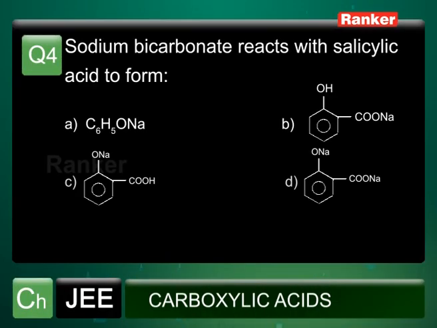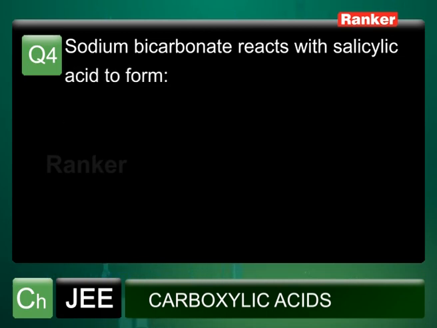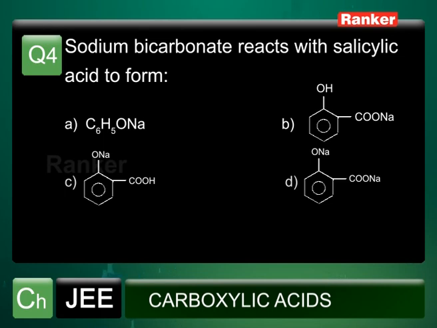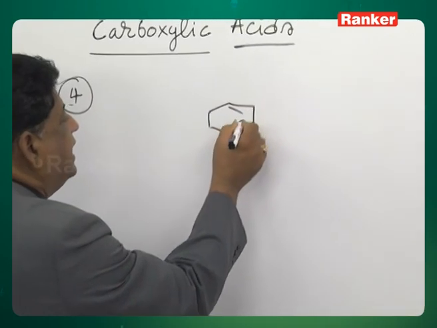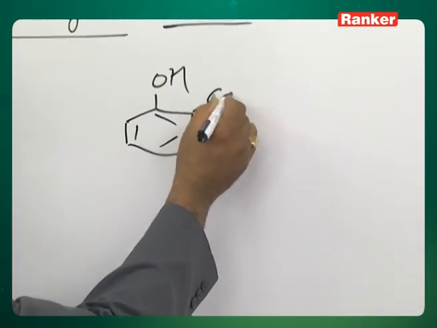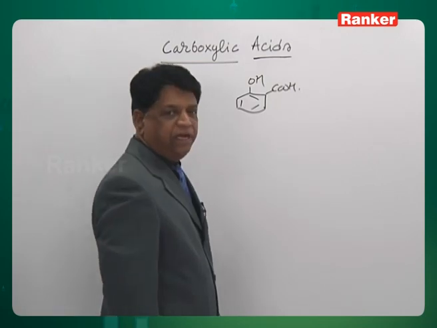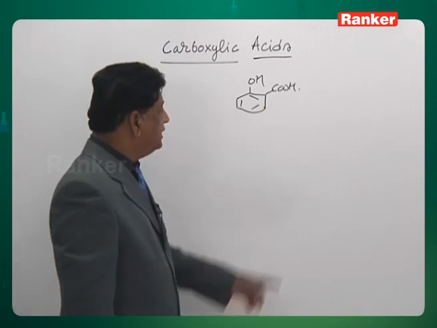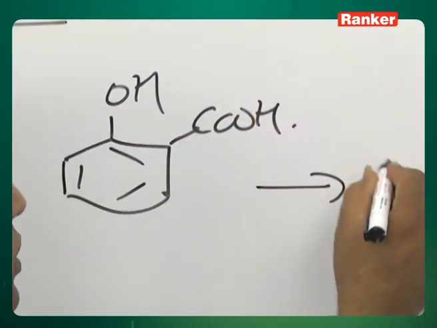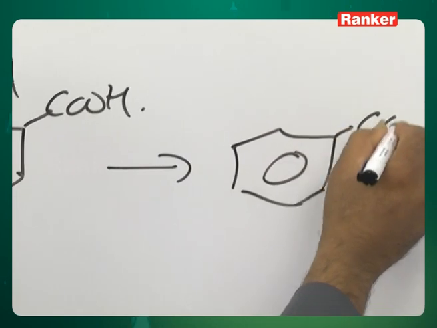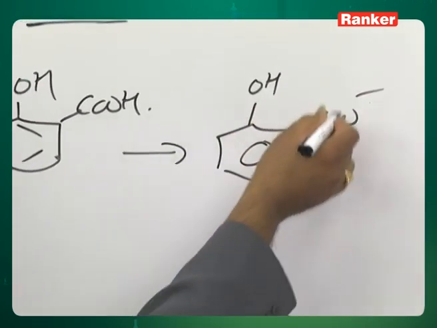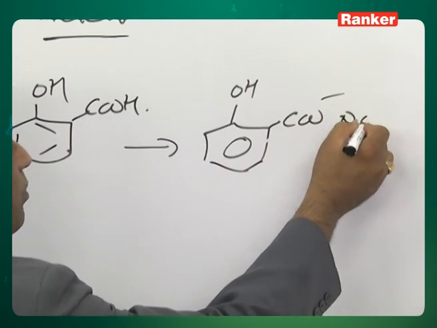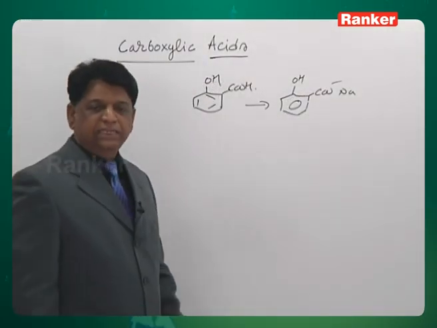Sodium bicarbonate reacts with salicylic acid to form. So, any carboxylic acid generally liberates carbon dioxide with bicarbonate. Salicylic acid also contains the carboxylic acid and the OH. So, sodium bicarbonate is a base. Phenol is a weak acid, therefore, it will not react, but the carboxylic acid is going to react and forms the sodium salt. The bicarbonate will form a sodium salt of the carboxylic acid. So, this is the basic skeleton reaction.